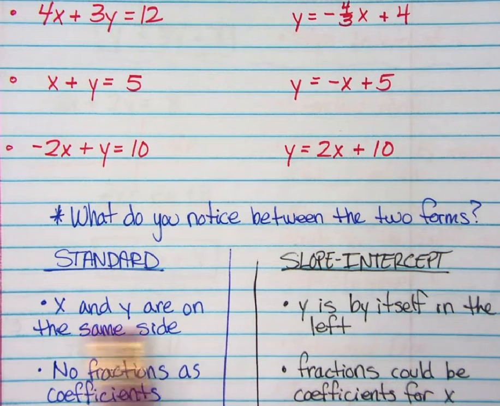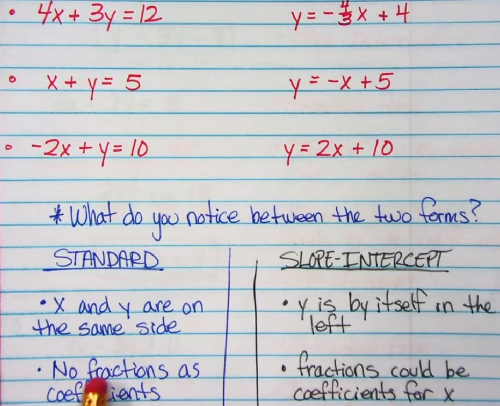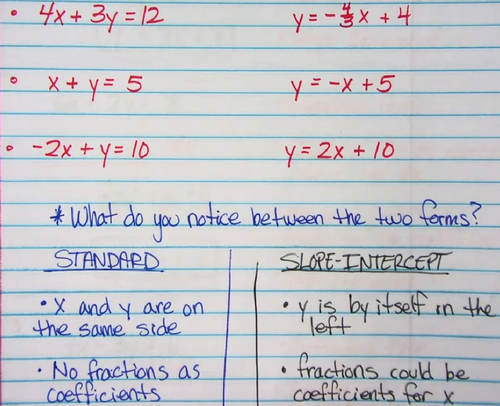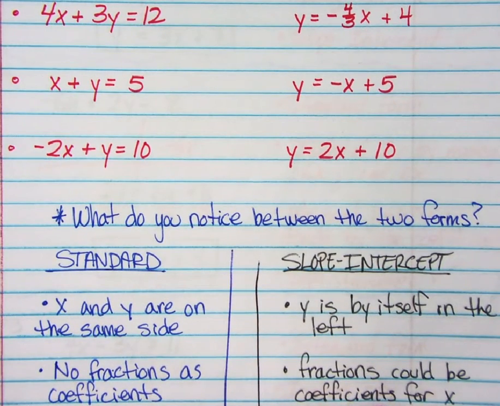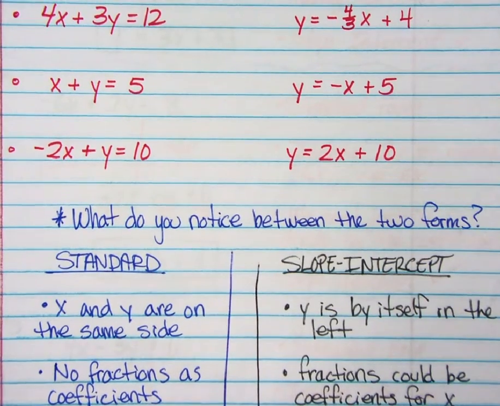Standard form, you have x and y on the same side. Slope-intercept, y is only on one side. And then also for standard form, there are no fractions as a coefficient. And on slope-intercept, fractions could be the coefficients for x, right? You could actually have fractions as the intercepts here too. I'm just going to go back real quick.